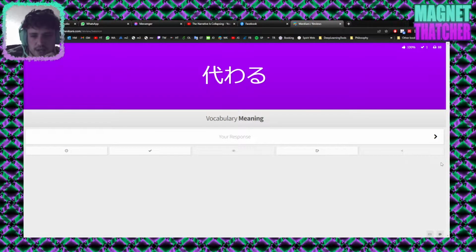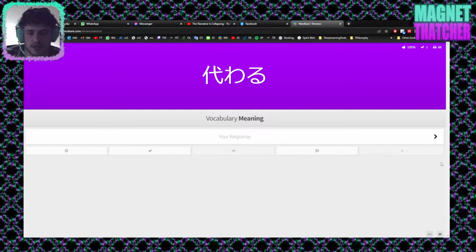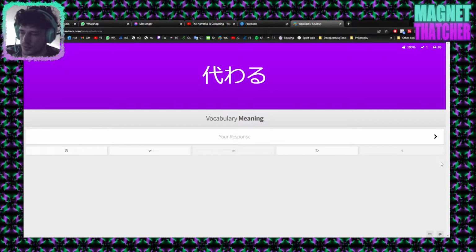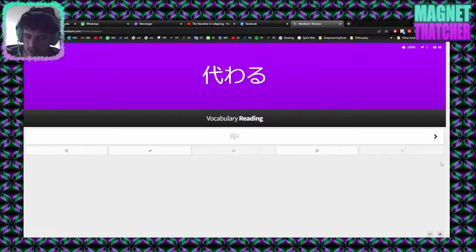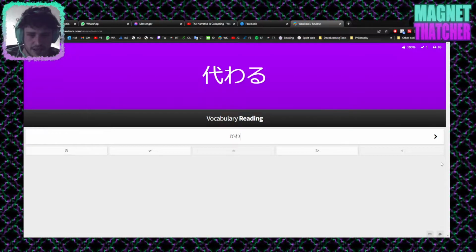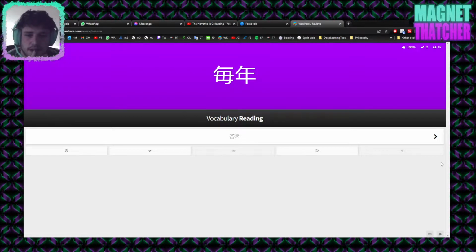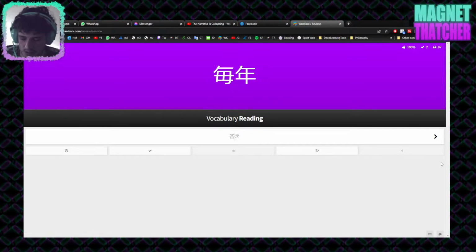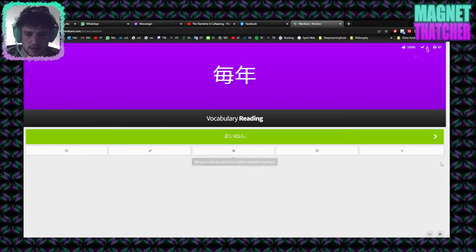Okay, so this first kanji means replace or substitute, and then this ru bit at the end means it's a verb. So this looks like it is to substitute or to replace. I believe it's kawaru. Yeah. Okay, so the first kanji here means every, and the second one is year. So this means every year or yearly. So every is mai, and then year is nen.